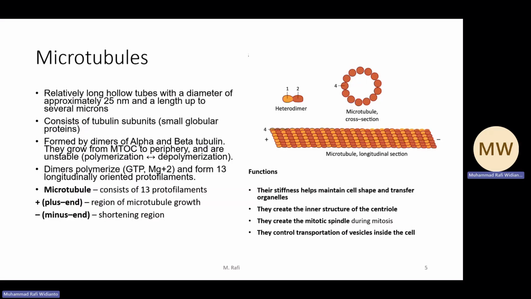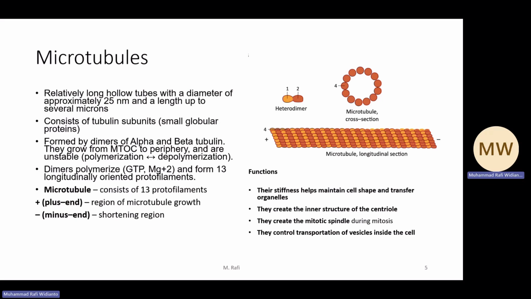So let's get on. Microtubules. They are relatively long hollow tubes with diameters of approximately 25 nanometers and a length up to several microns. They consist of tubulin units, more specifically alpha and beta tubulin. They are small globular proteins at first, but once they begin to polymerize into these long microtubule structures, they become stable. And once they become stable, they become fibrous. And like we said, they are insoluble. So they become stabilized and insoluble.